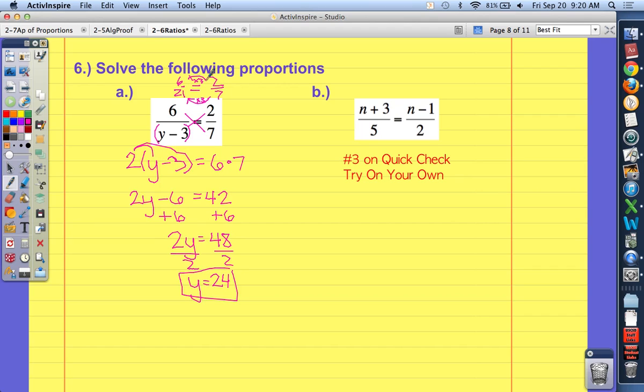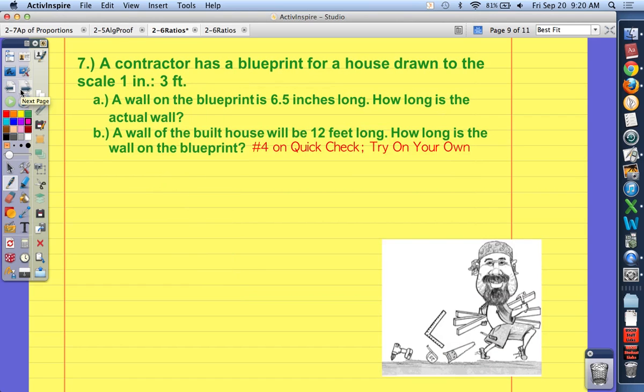All right, B, you're going to try that on your own as number 3 on your quick check. We have one last one that we're going to do together. We're going to do A together. You're going to do 7B and 8 on your own quick check as well. A contractor has a blueprint for a house drawn to a scale of 1 inch is to 3 feet.